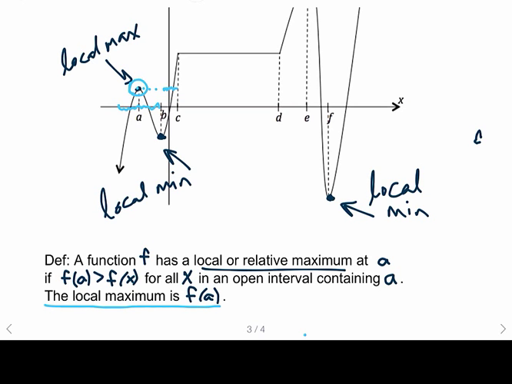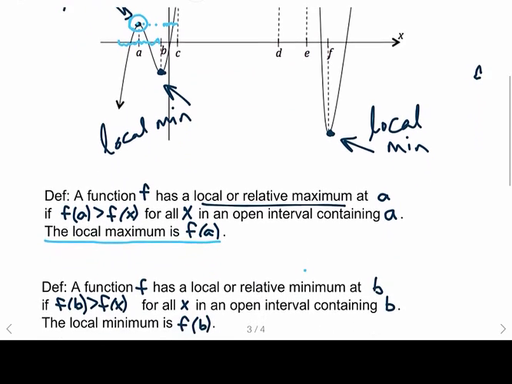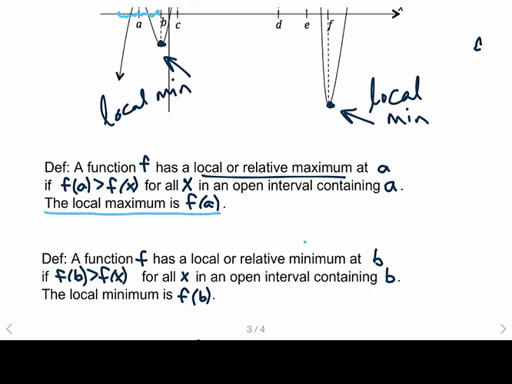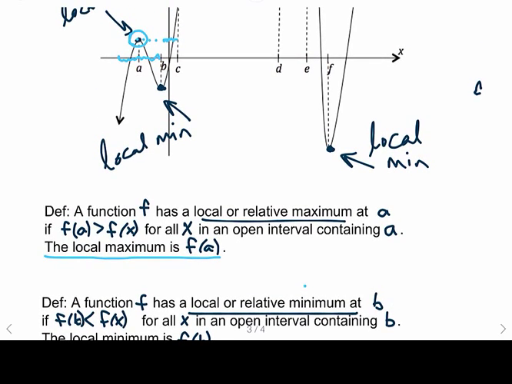We have an analogous definition for a local minimum. A function f has a local or relative minimum at b if f of b is less than f of x for all x in an open interval containing b. In other words, I have a neighborhood around b in which f of b is the smallest value.